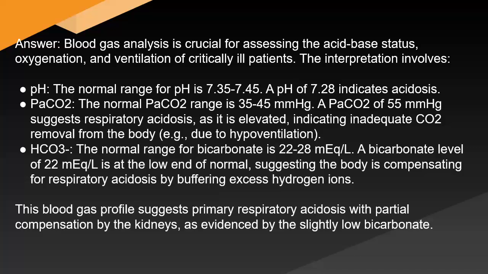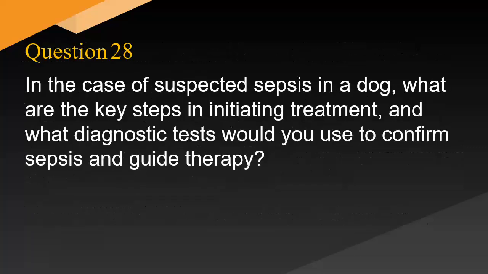PaCO2: the normal PaCO2 range is 35-45 mmHg. A PaCO2 of 50 mmHg suggests respiratory acidosis as it is elevated, indicating inadequate CO2 removal from the body, e.g. due to hypoventilation. HCO3: the normal range for bicarbonate is 22-28 mEq/L. A bicarbonate level of 22 mEq/L is at the low end of normal, suggesting the body is compensating for respiratory acidosis by buffering excess hydrogen ions. This blood gas profile suggests primary respiratory acidosis with partial compensation by the kidneys, as evidenced by the slightly low bicarbonate.